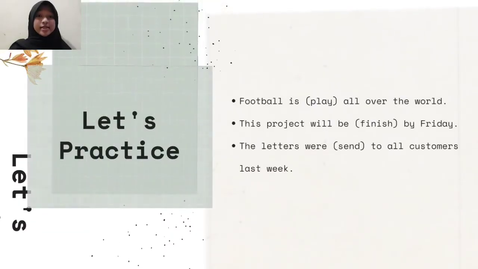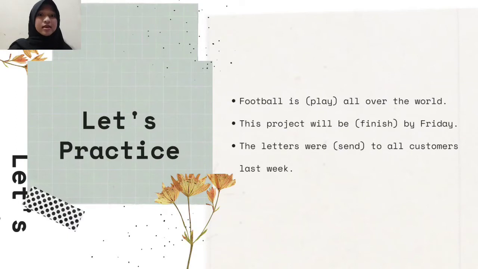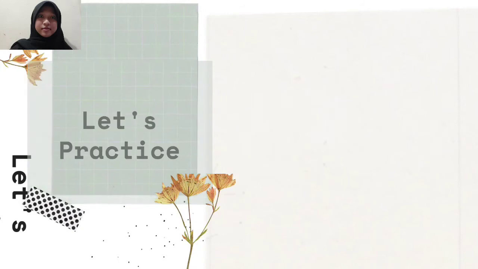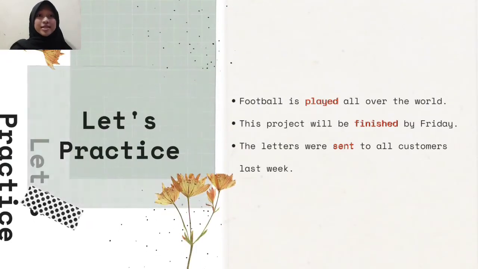Let's do some practice. Can you add the missing verbs to these 3 sentences? If you're not sure, remember the rule from before. You need be plus a past participle. Here you need to put the verbs into the past participle forms. Pause the video and think about your answers. Ready? Here are the full sentences.